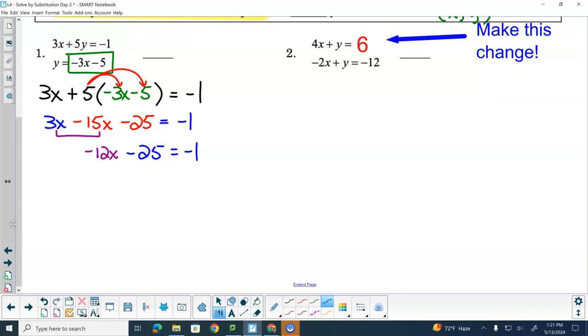Plus 25. We're going to add 25 to both sides. We're going to move that first. Order of operations says we work in reverse when we're solving. Alright, so then that one goes away. What do we got, Gibby? Minus 12x equals 24.